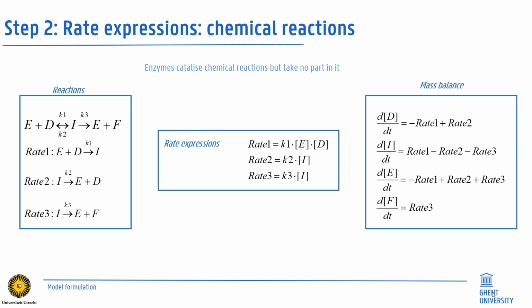This gives as mass balances dD/dt equalizing rate 2 minus rate 1, dI/dt being equal to rate 1 minus rate 2 minus rate 3, dE/dt being minus rate 1 plus rate 2 plus rate 3, and finally dF/dt equalizing rate 3.